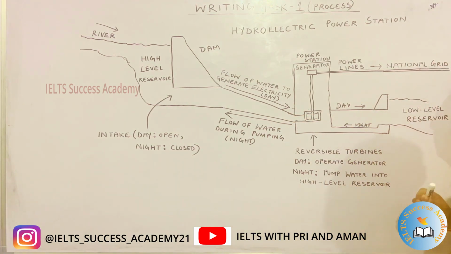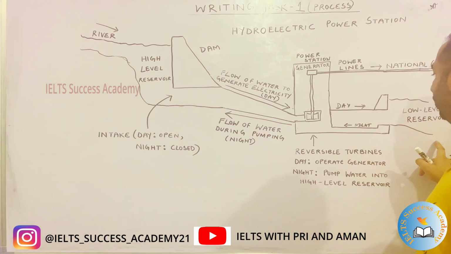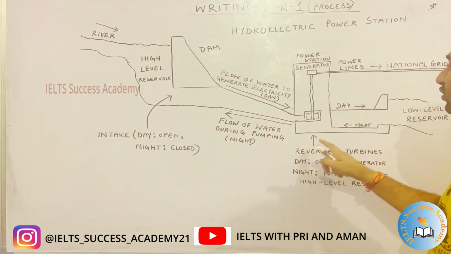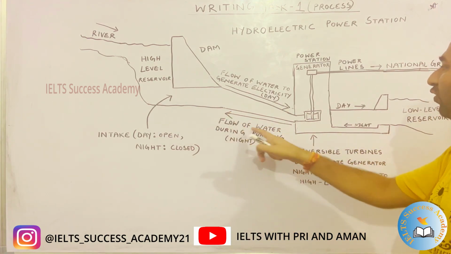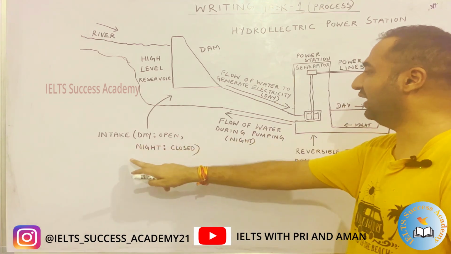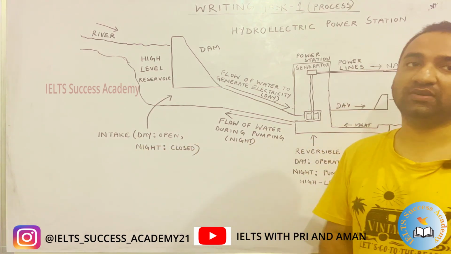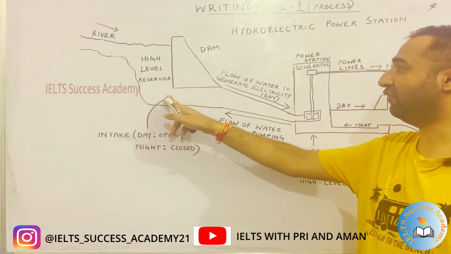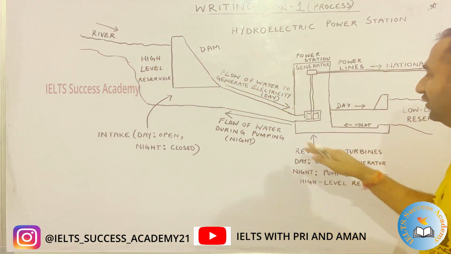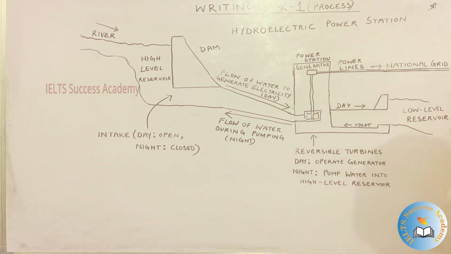Now what happens during the night time? During the night time, the water moves from the low level reservoir to the high level reservoir. How? Through pumps. So flow of water during pumping, and the intake is closed. The intake is closed. Why? So that the water from the high level reservoir does not move back to the lower level reservoir.